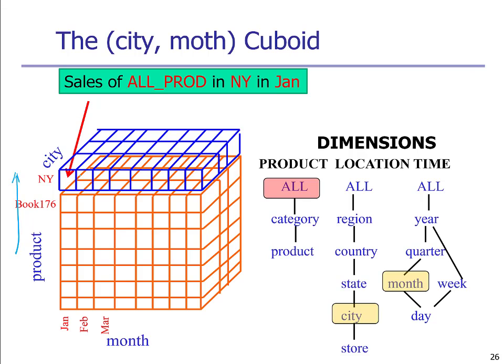Then for a cell here, it actually means the sales of all products in New York City, because city is in this dimension, right? This is New York City, and here this is in January, right?